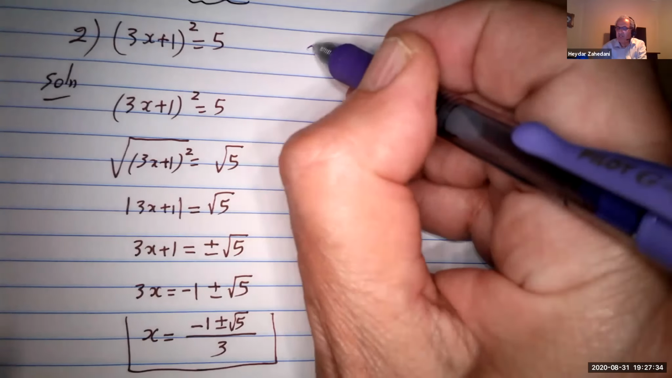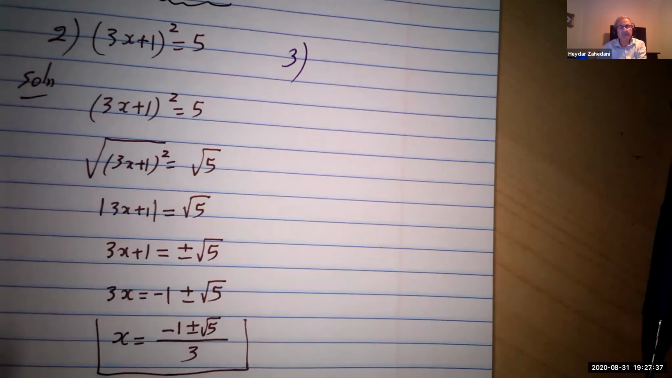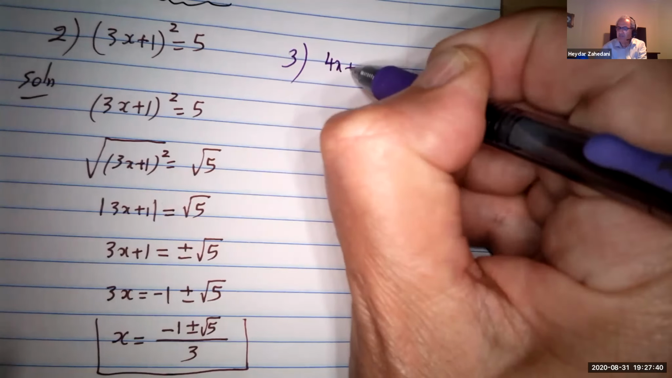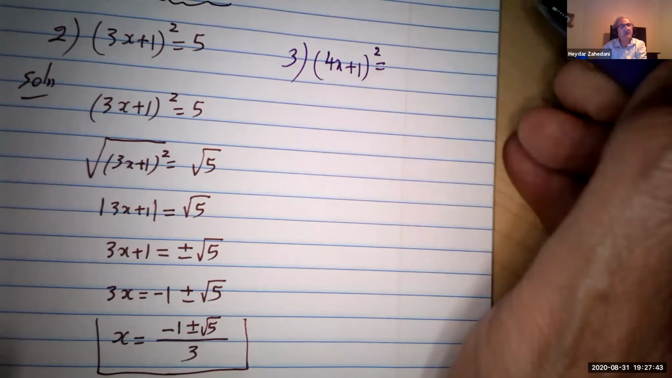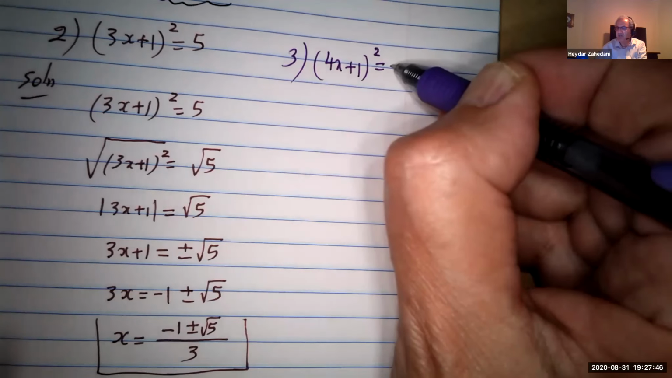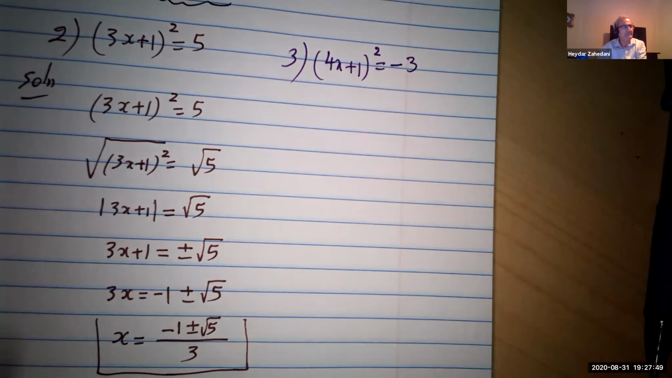There is going to be only one case that you got to be careful about. You may be given something like 4x plus 1, all squared, equal to negative 3. You see, this equation won't have any real solution, because if you take the square root, then the radical of negative 3 doesn't make sense in this world. So you got to be careful with that case.